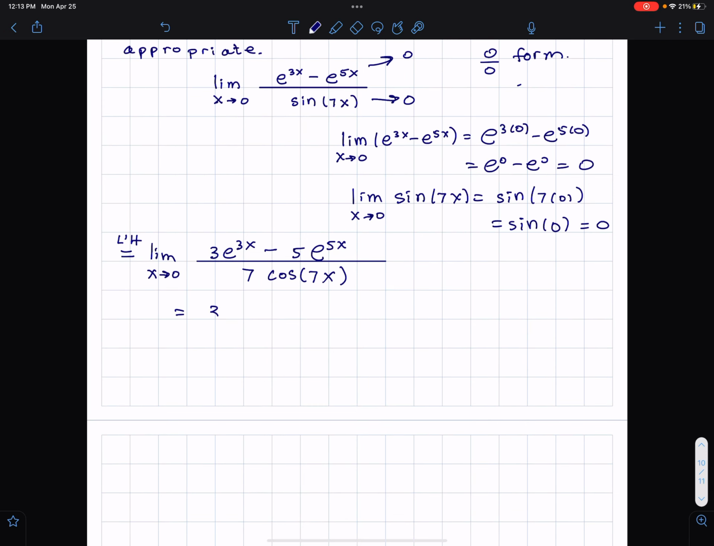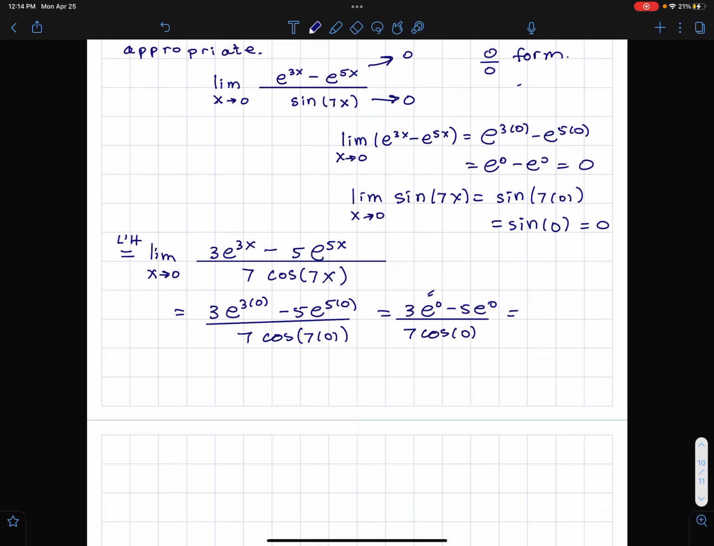So that gives us 3, because now I can directly substitute and see if we still get a 0 over 0 form. 3 e to the 3 times 0 minus 5 e to the 5 times 0 over 7 cosine 7 times 0. So this gives 3 e to the 0 minus 5 e to the 0 over 7 cosine 0. All right, e to the 0 is 1, and cosine 0 is 1, so we get 3 minus 5 over 7, which makes negative 2 over 7.